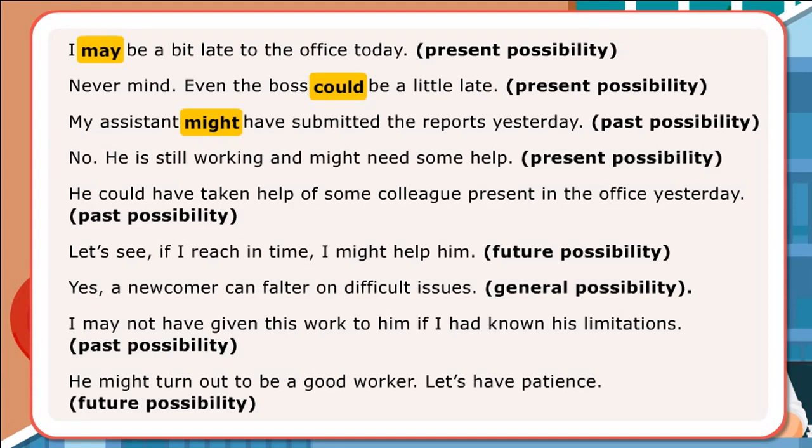Past possibility. No, he is still working and might need some help. Present possibility. He could have taken help of some colleague present in the office yesterday. Past possibility. Let's see, if I reach in time, I might help him. Future possibility. Yes, a newcomer can falter on difficult issues. General possibility. I may not have given this work to him if I had known his limitations. Past possibility. He might turn out to be a good worker. Let's have patience. Future possibility.